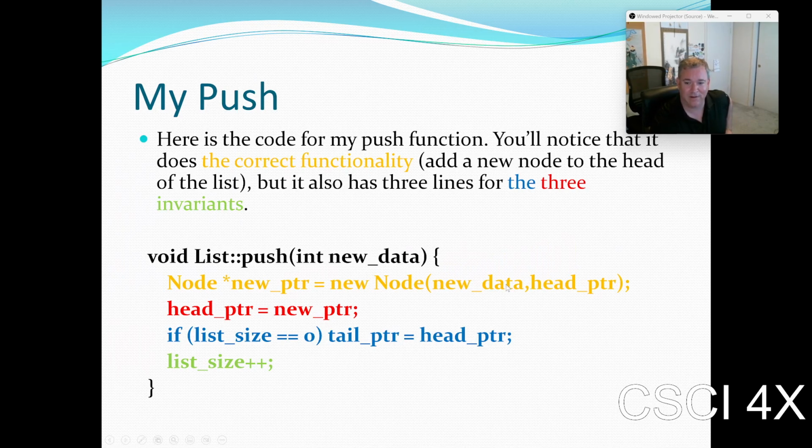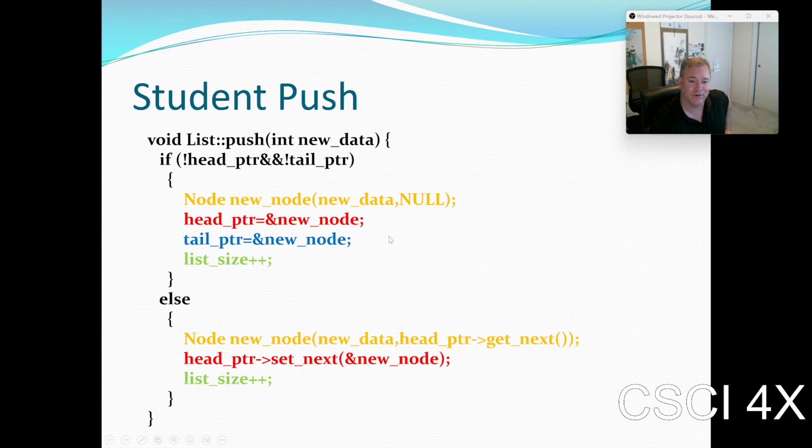You've got a new here, head is equal to the new guy. Now we could have just said head equals that, which we did before, last time. If the size is 0, then tail equals head, list size plus plus. Yeah, this is correct, okay? This is a push front function. Now, here's student code.